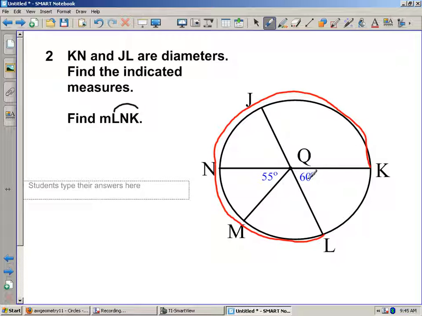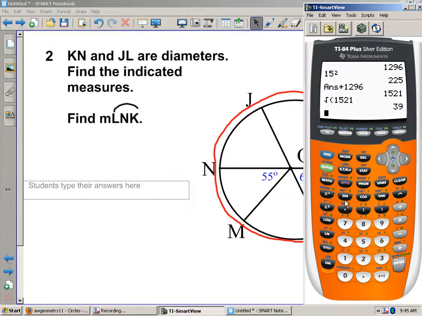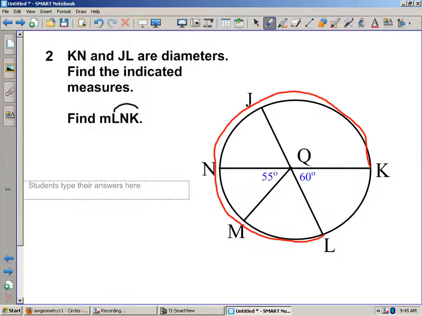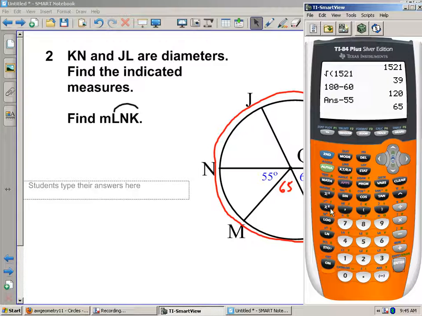So if I take 180 and subtract 60, then subtract 55, that'll tell me what's left over, which is 65 degrees in here. And knowing that's 65 degrees, so 65, 55, and then the 180 will give me the measure of arc LNK. So 65 plus 55 plus 180 will be my total, and that arc is 300 degrees.